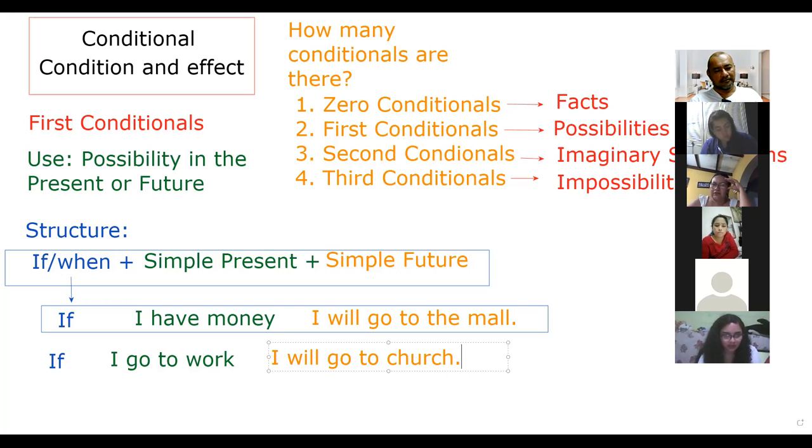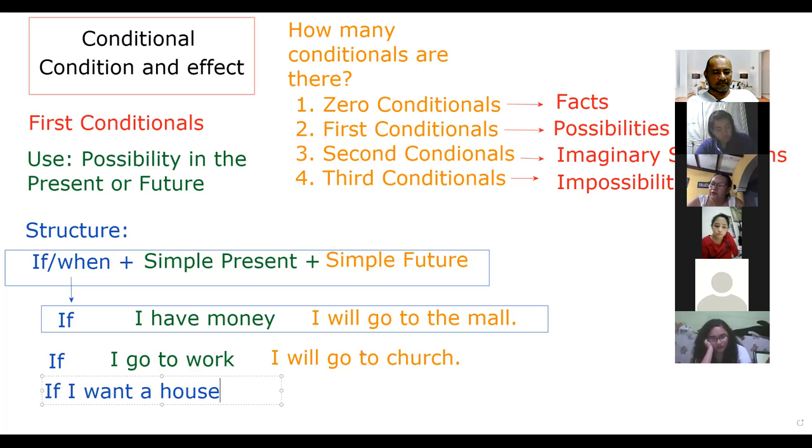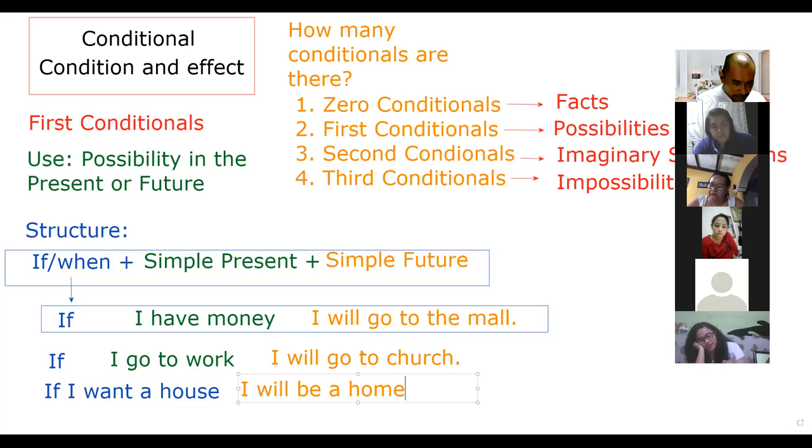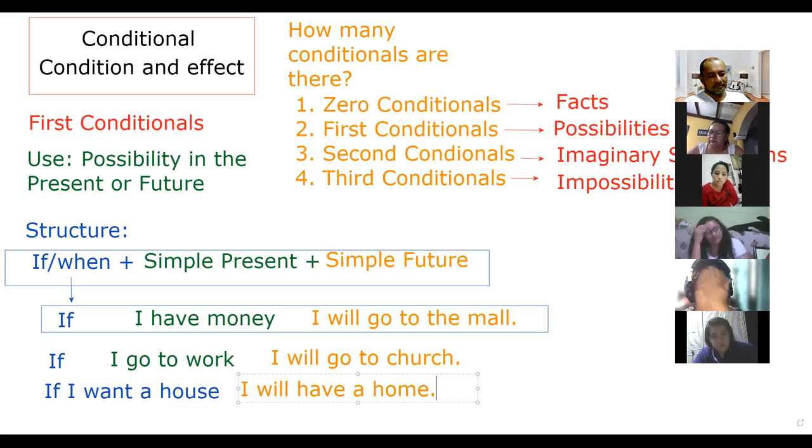Catherine? If I want a house, I will be... No, I will be... If I what? A home. If I want a house. Like this, if I want a house. I will be a home. This doesn't make sense. Uh-huh. No, no sé. La idea es tener un hogar. I will have a home.